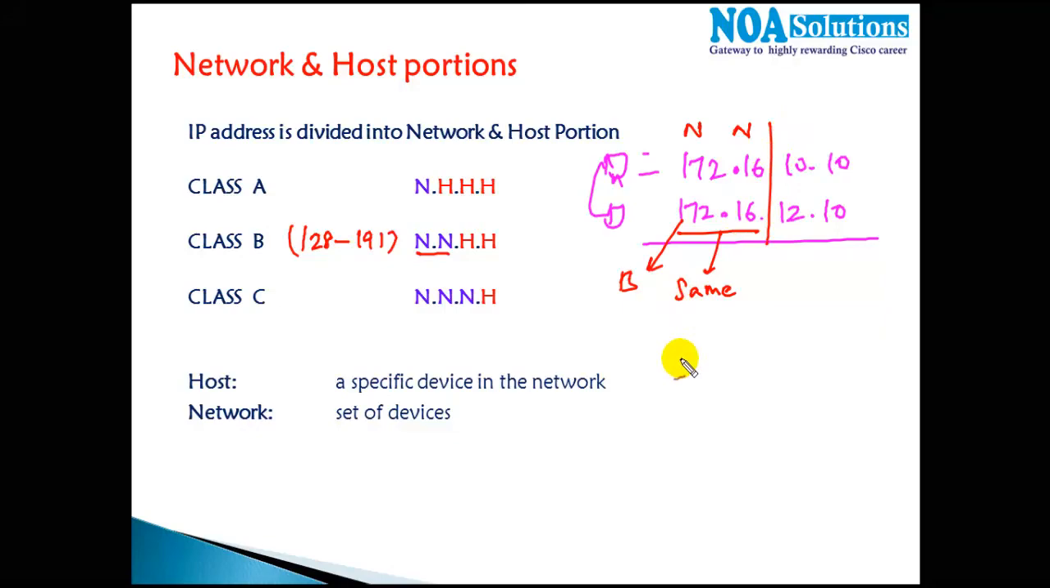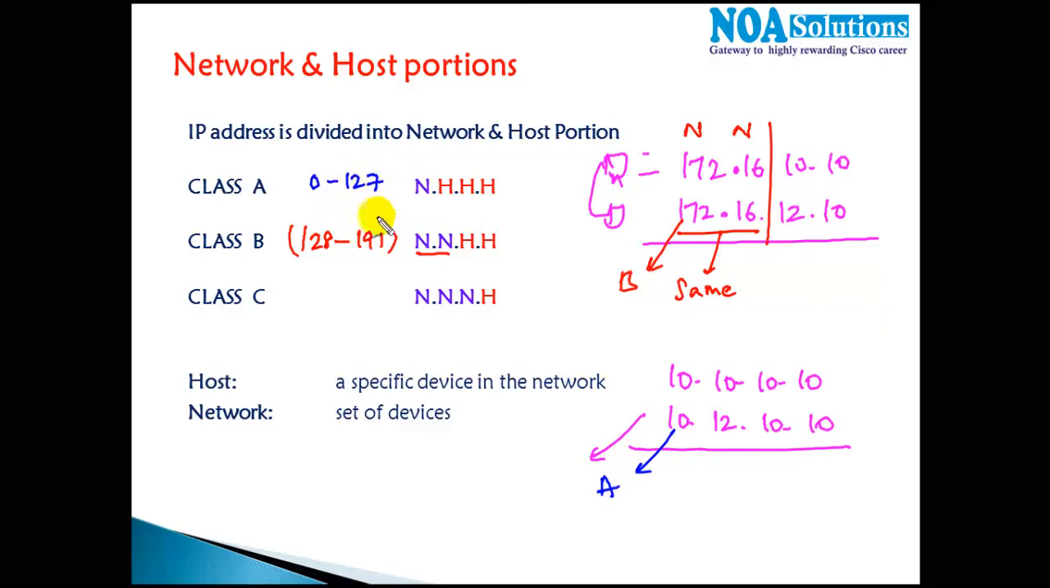So let's take one more example. I'm going to write one more example here. Let's say 10.10.10.10 and 10.12.10.10, something like this. Now by seeing it, we can say they are in different networks, because first we need to identify the class. It's an A class address because it's from 0 to 127, the A class range. In the A class there is only 1 network portion. Sorry, I said different, but they are in the same network. Now why are they in the same network? Because we just need to compare only the first portion.